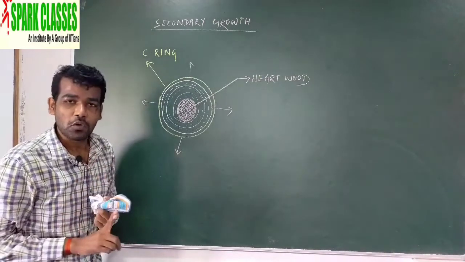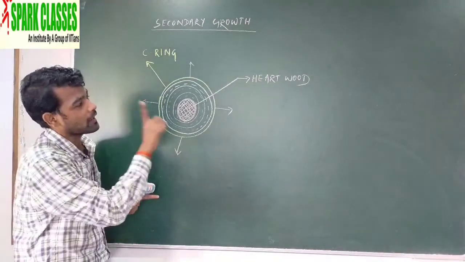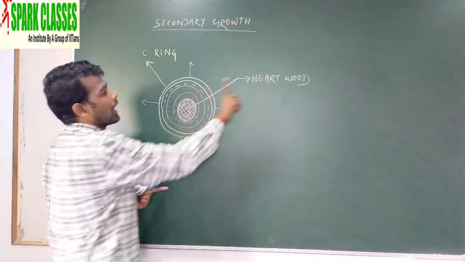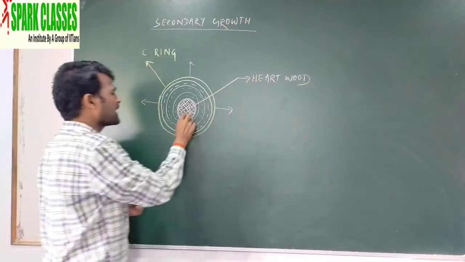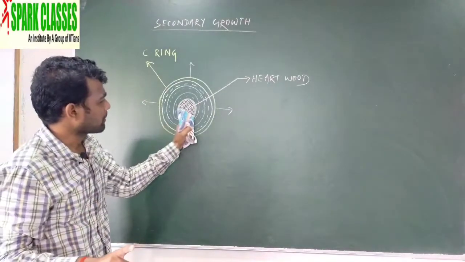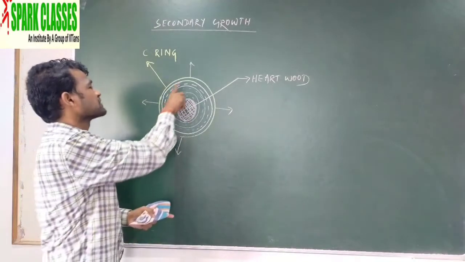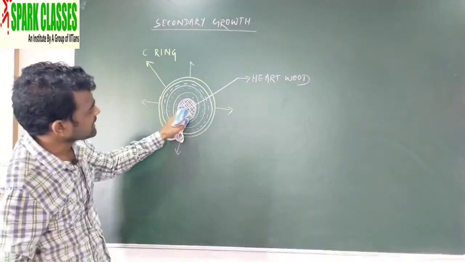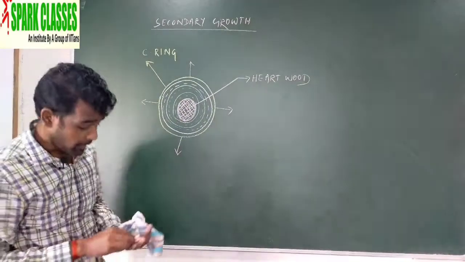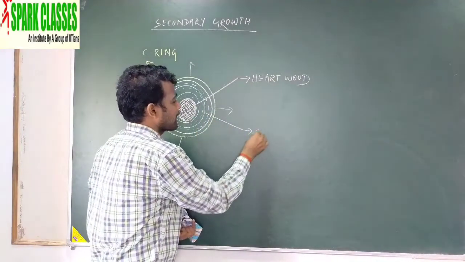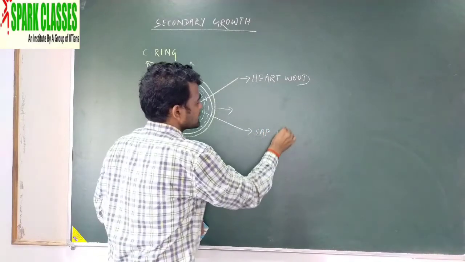The question comes, where is heartwood found? Heartwood is present exactly at the center of the stem, the center of the plant, the center of the secondary xylem. Everything is secondary xylem, but the center is called the heartwood. The peripheral part is called the sapwood.